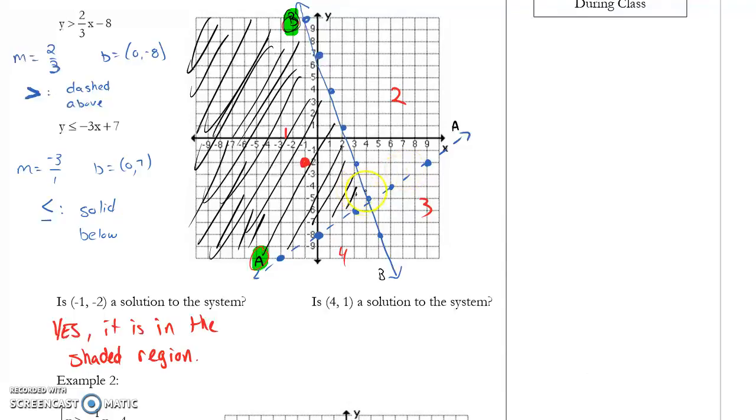When I check a different point, like 4, 1, is that a solution? No, not at all. It's not in my shaded region. And that's what we would put as our answer.